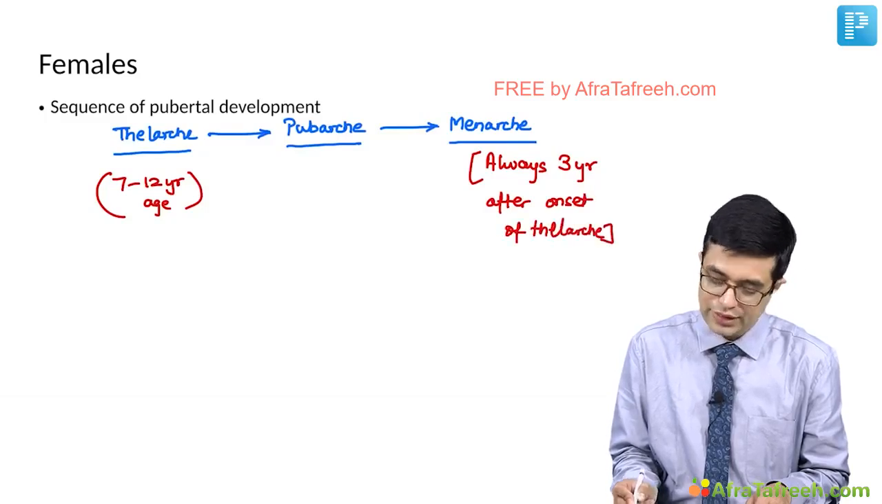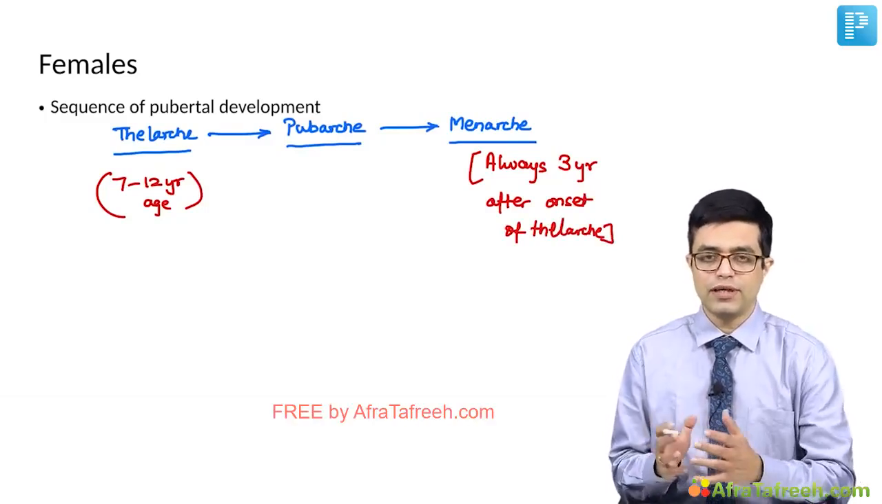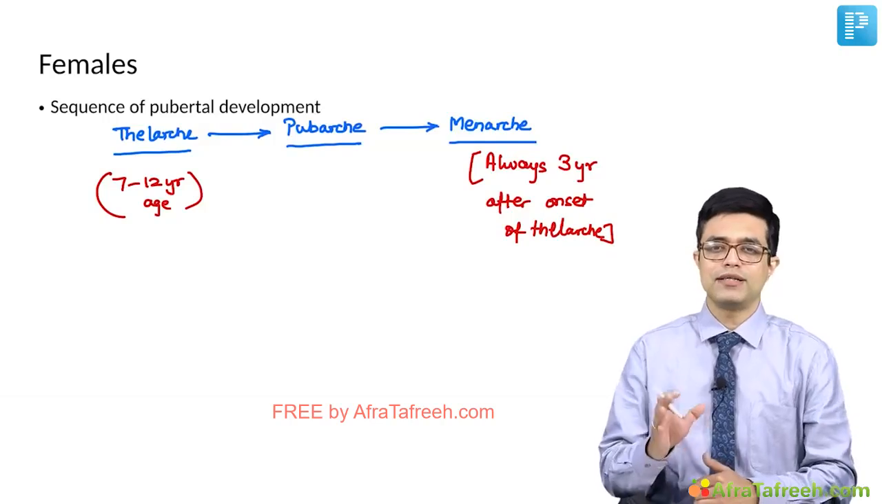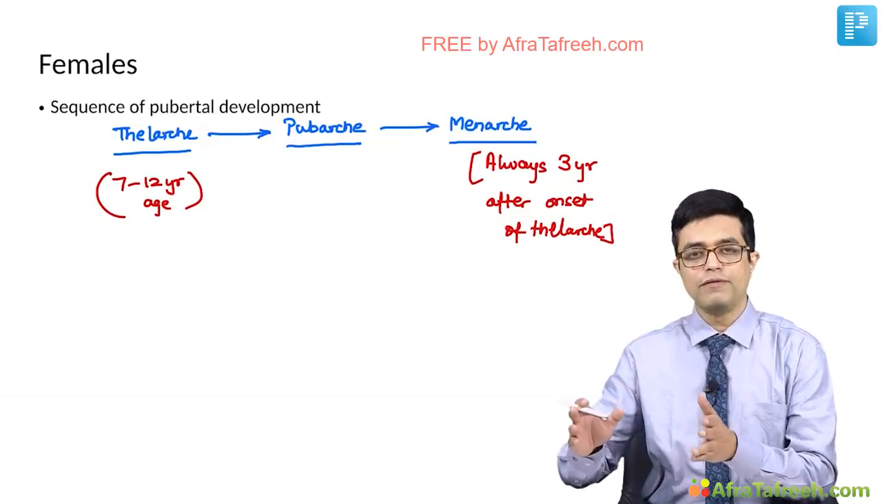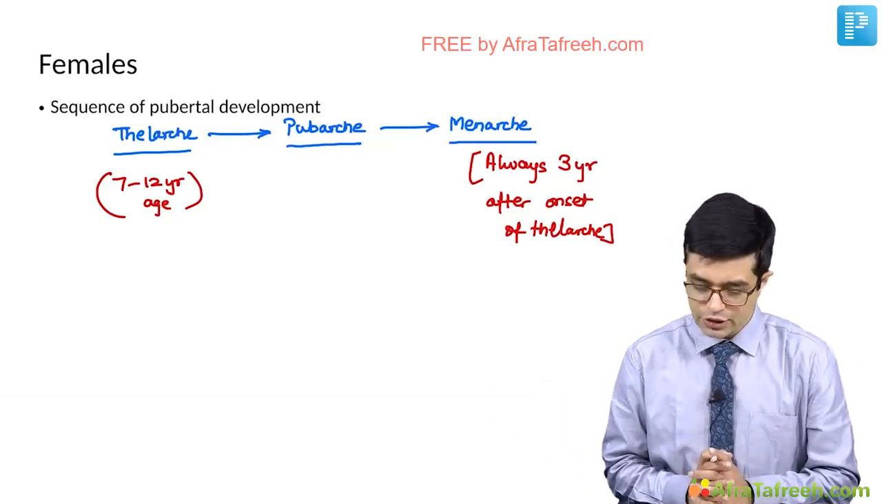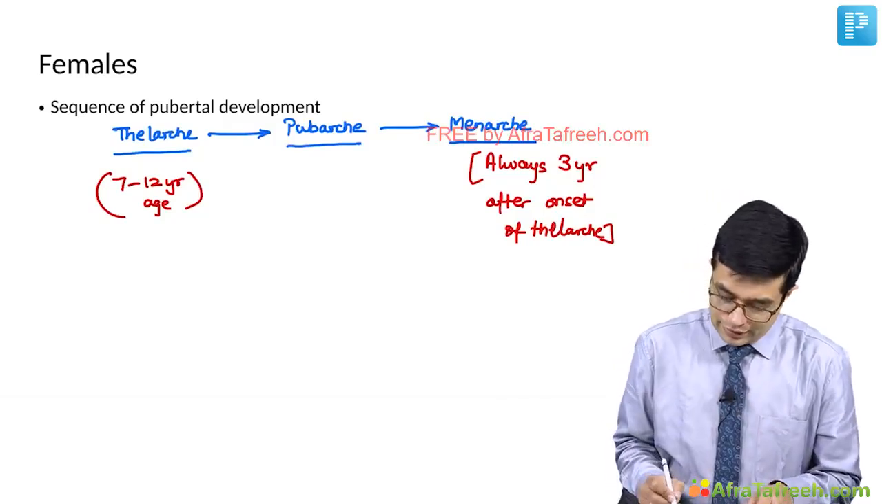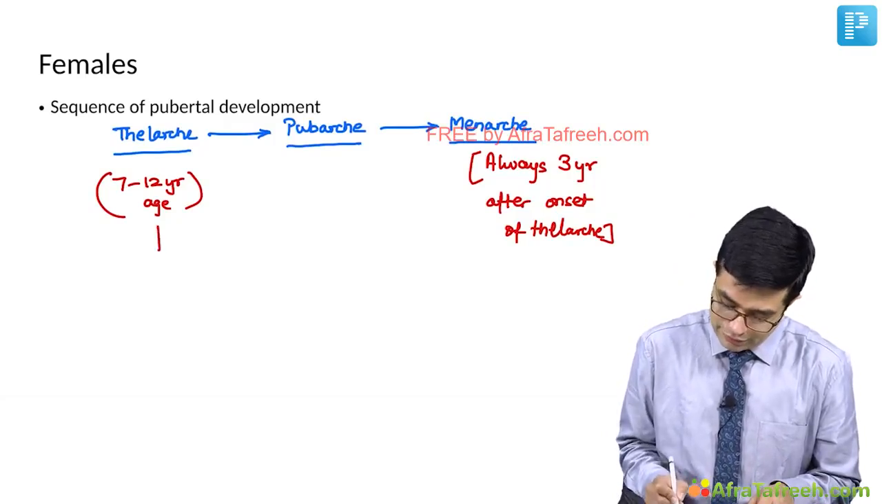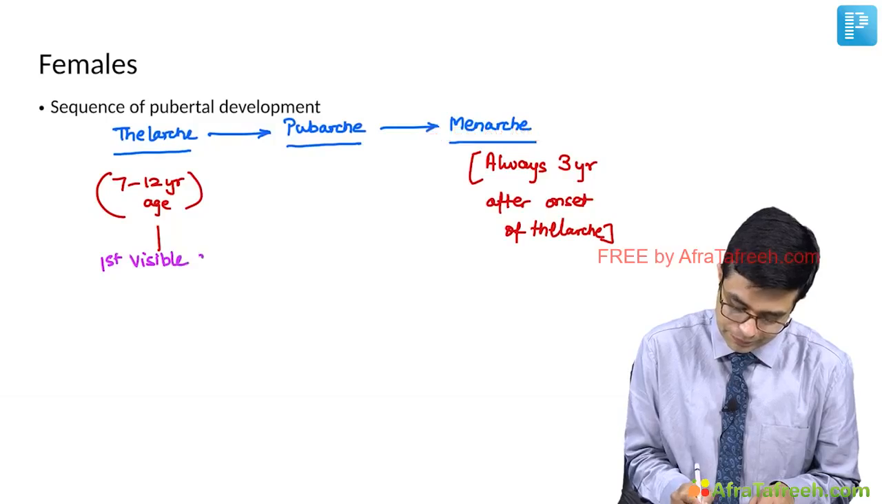Always does not mean that there cannot be one day more or one day less, but in general, when studies are done, it is found that it is a consistent time period which is followed from thelarche all the way through pubarche to menarche, and that period is usually around 3 years. So after this, there are 2 or 3 things that you need to know. Thelarche is called the first visible sign of puberty. This is the first visible sign of puberty.